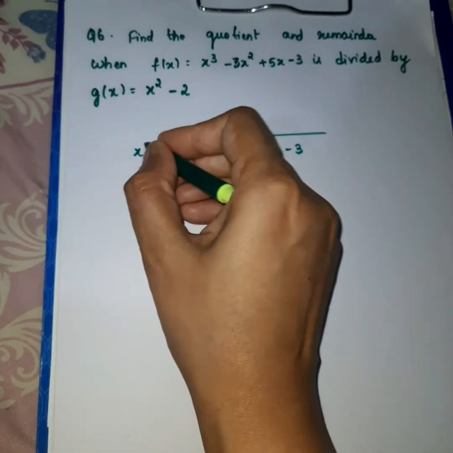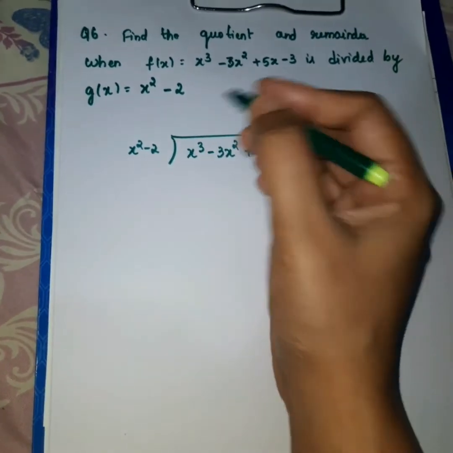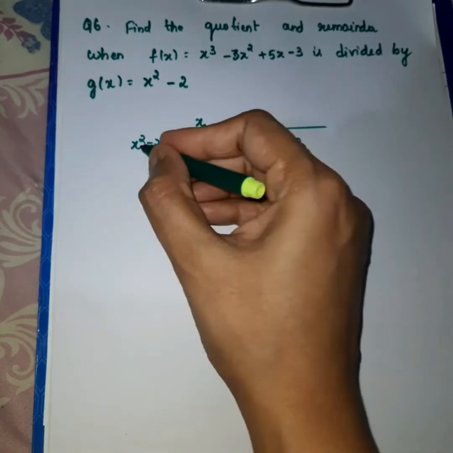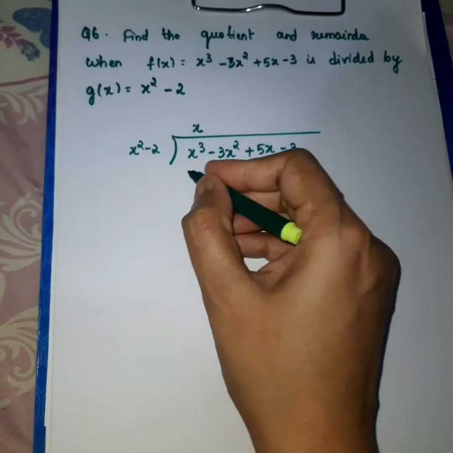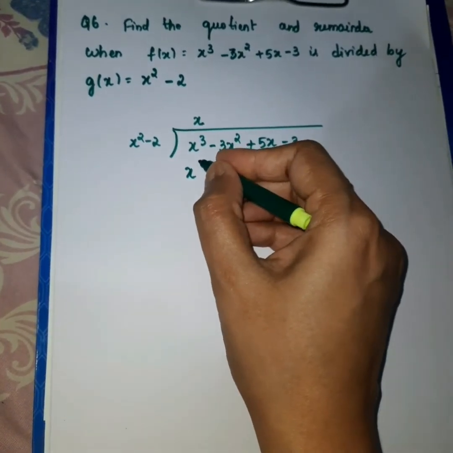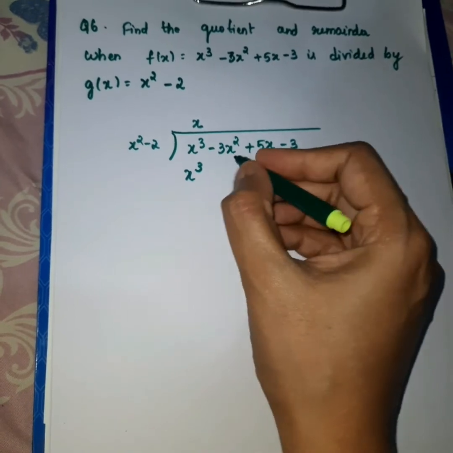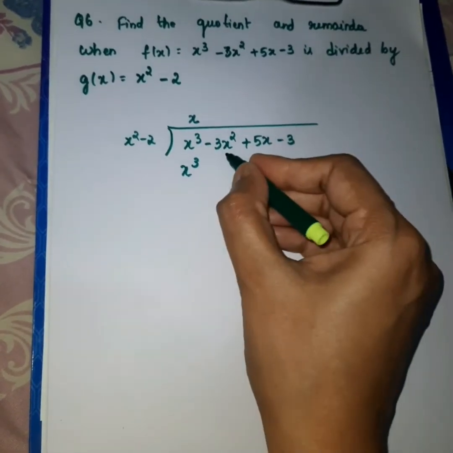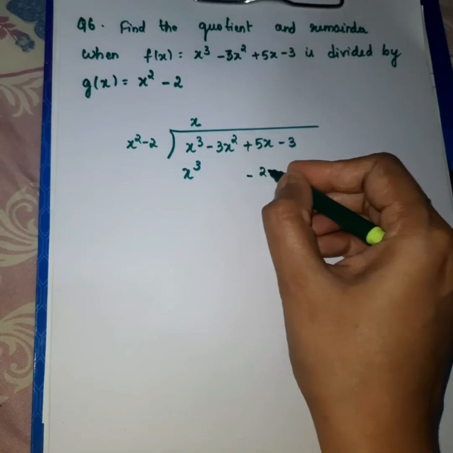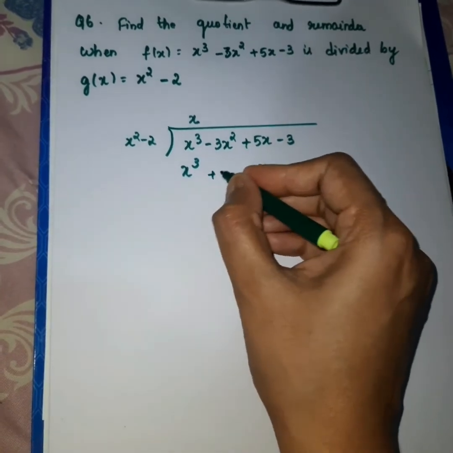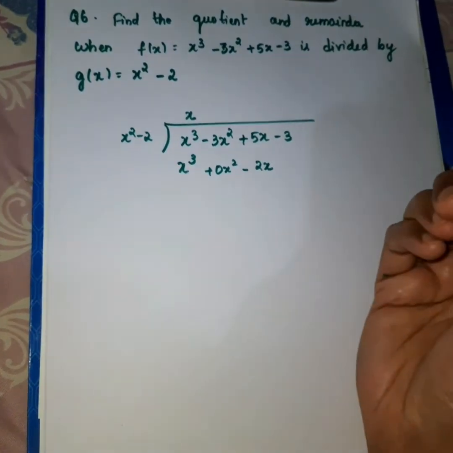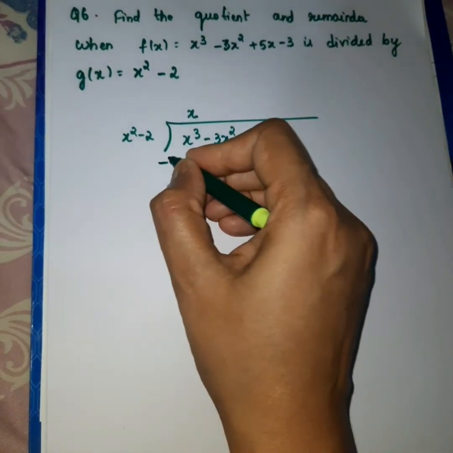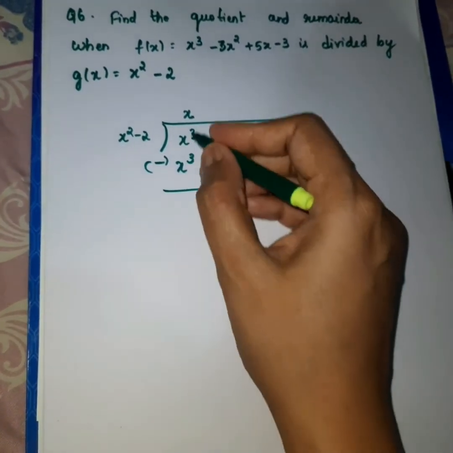Divisor is x square minus 2. So to make it as x cube, we need to add the quotient x. That's x cube minus 2x. So the x square term is 0. Let's keep it as 0x square. This is actual division, so we can just subtract. x cube goes off.